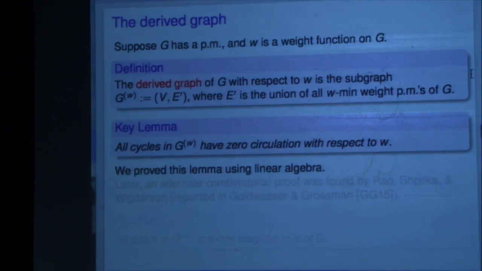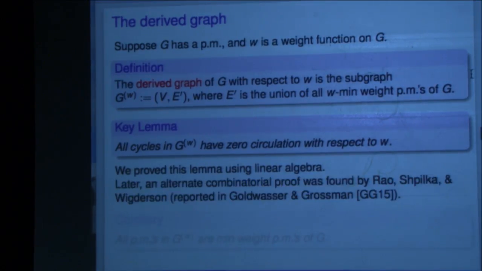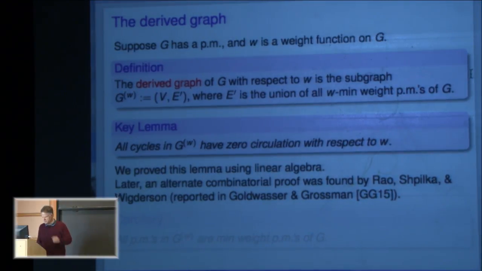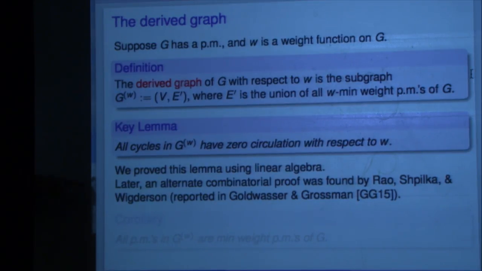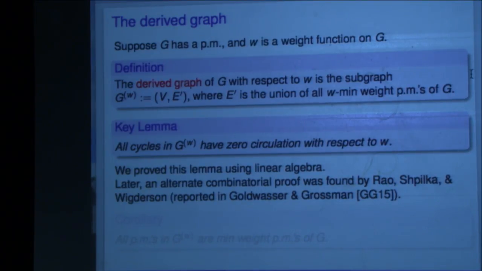We had a proof of it. We proved this lemma using some linear algebra, just using the edge space over the real numbers, not over the two-element field. Later, there was an alternate combinatorial proof, found by Rao, Shpilka, and Wigderson, and reported in Goldwasser and Grossman back in November. And this is a nice combinatorial proof. I actually think that these two proofs are fairly similar to each other. They capture the same thing. You either express it with a linear algebra formulation or just combinatorially. Yeah, so there's some kind of translation between these two.